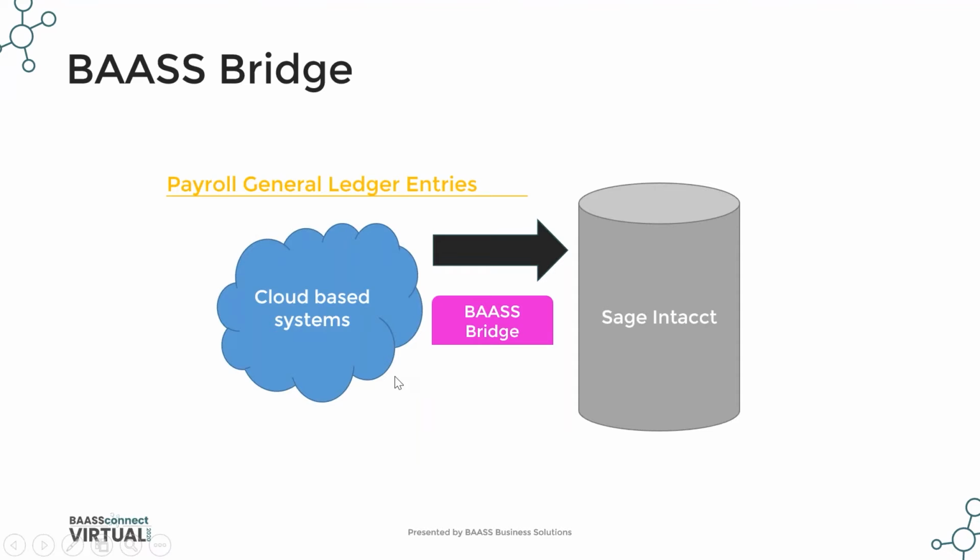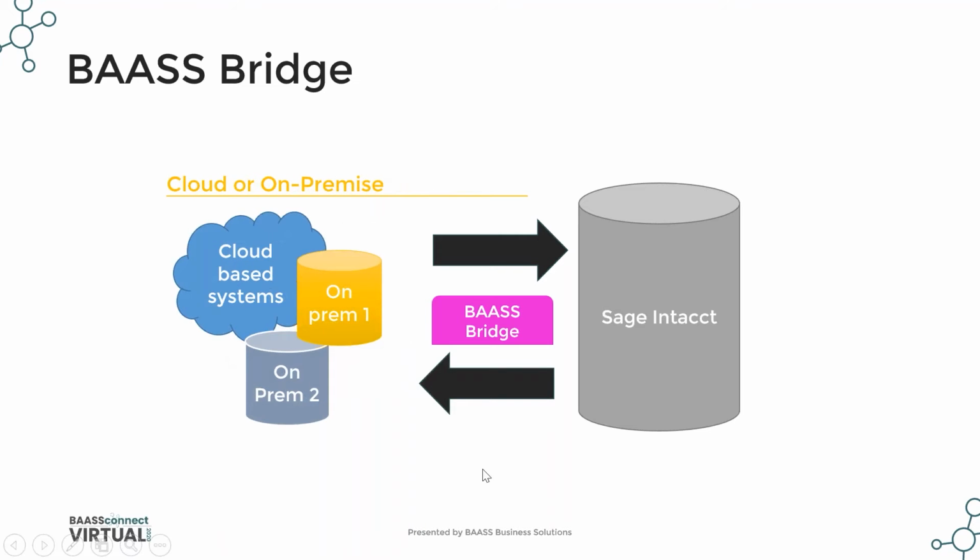Another example is, let's say you're running ADP or Ceridian, which is really a system in the cloud. What we've done for clients is facilitate, with BAASS Bridge, pulling payroll journal entries from your cloud-based system, in this case ADP or Ceridian, into your Sage Intacct. Just to summarize, whether you have other systems in the cloud, on your local server, or somewhere in a data center, we are able to use the BAASS Bridge to pull and push data from other systems in and out of Sage Intacct.